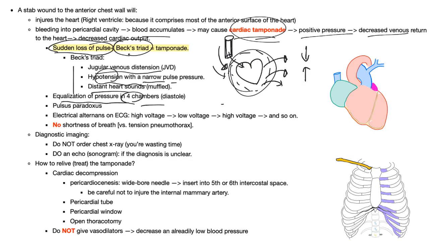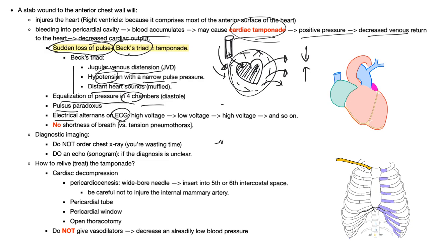You put the stethoscope on the chest, you cannot hear the beats clearly. Why? There is fluid around the heart, obstructing the auscultation. Pulsus paradoxus, we'll talk about this in cardiology. Electrical alternance. All right. So your heart is floating and swinging inside this water or this blood. It goes to the right, goes to the left, goes to the front, goes to the back. It's dancing inside. So the ECG is also dancing.